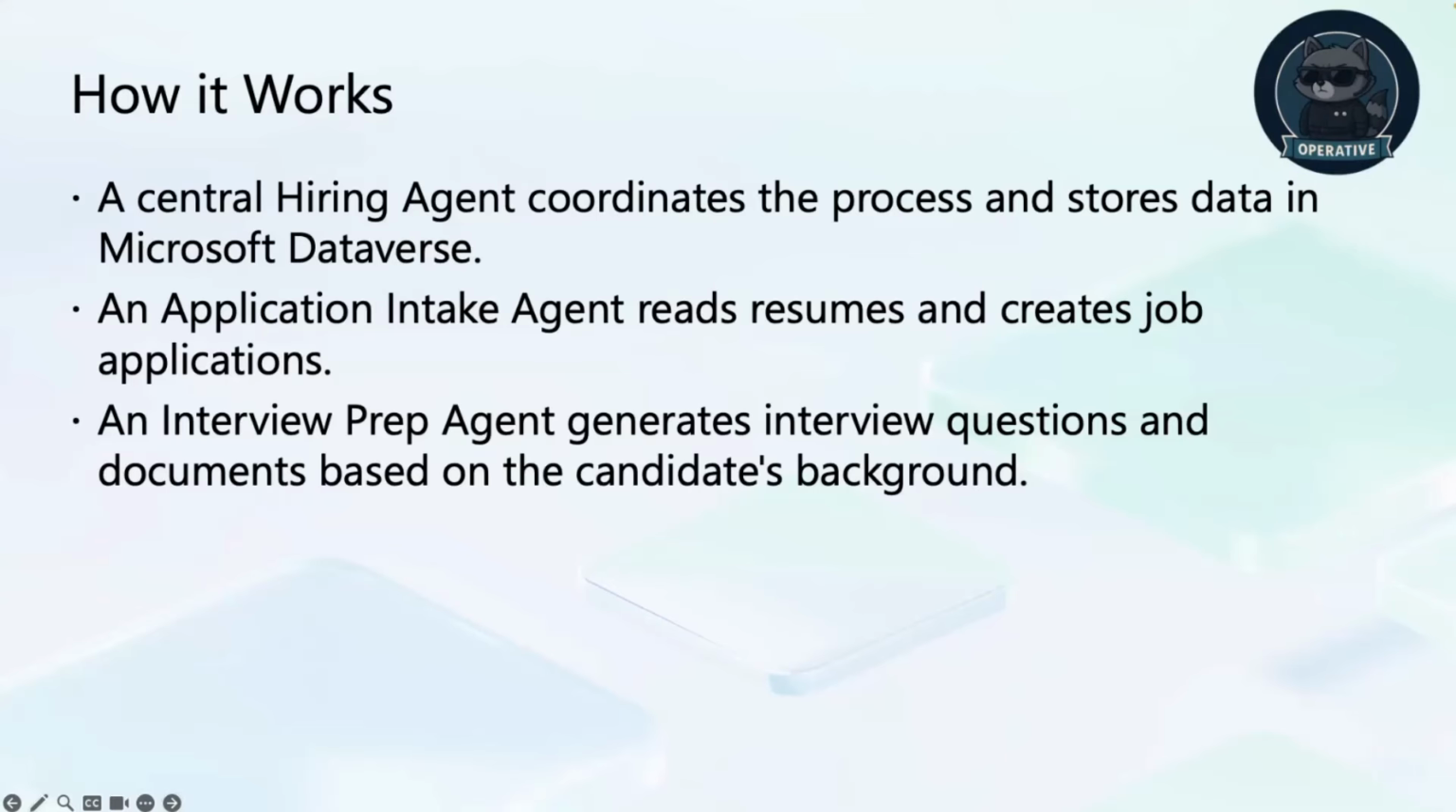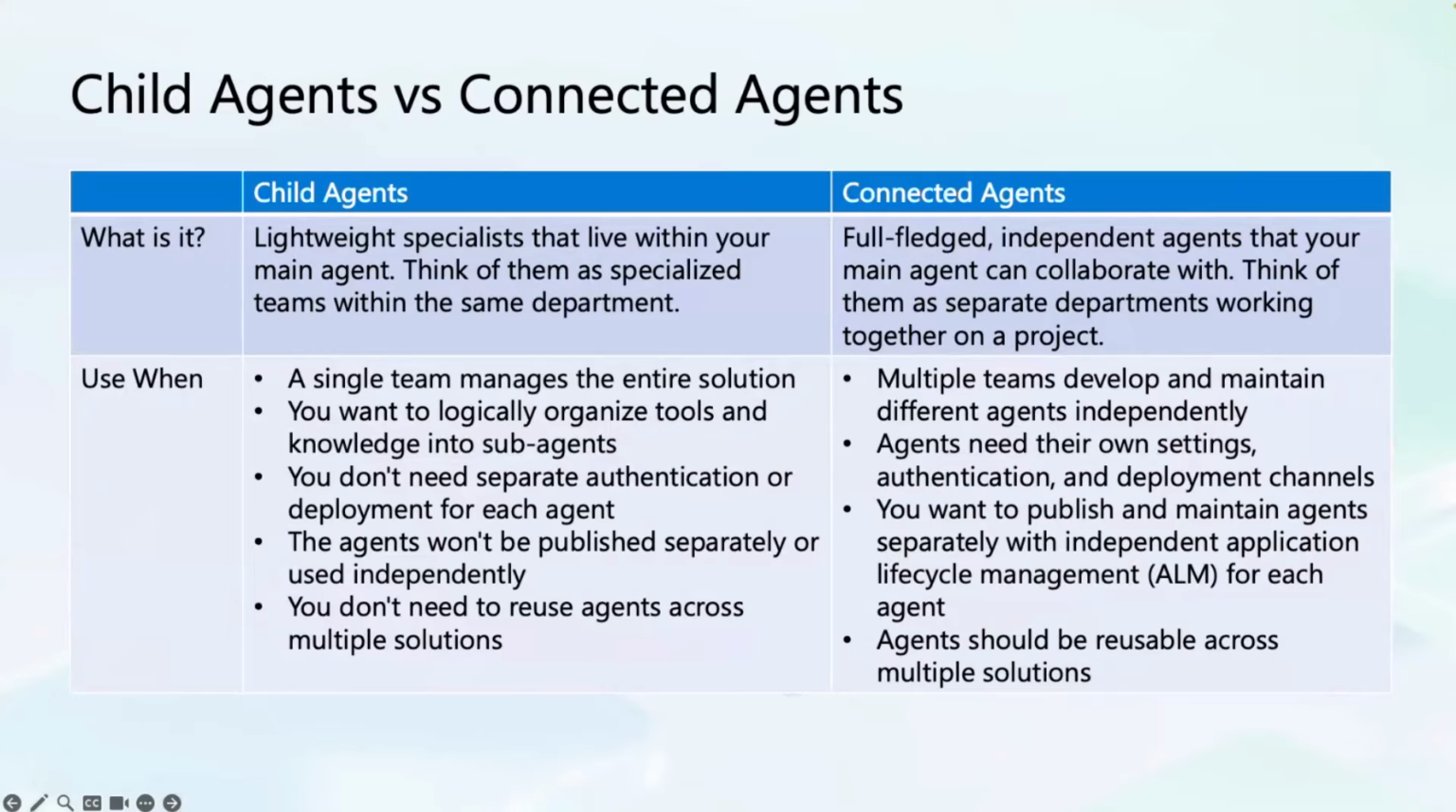Now, when we talk about multi-agents and agents working together in Copilot Studio, one of the core concepts that you will learn in this curriculum is the concept of child agents versus connected agents. These are the 2 main ways we can have agents working together. So what are the key differences? Well, child agents are lightweight specialists that live within your main agent. Think of them like specialized teams within the same department. Connected agents are full-fledged independent agents that can live outside of your main agent and operate independently of it. These are more like separate departments that work together on a project.